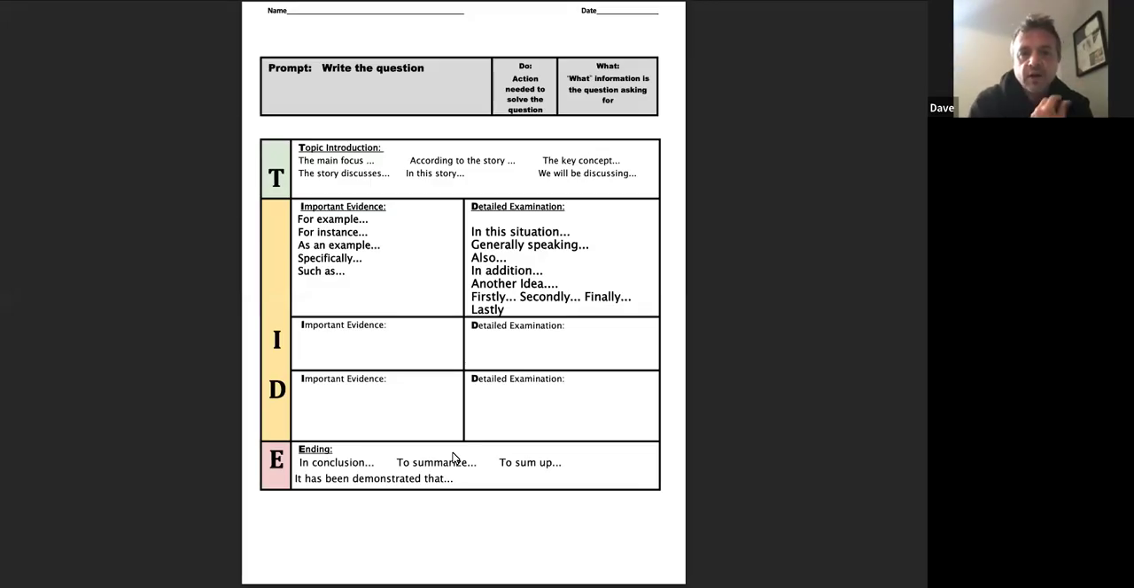All right. So then our topic introduction, the main focus. Story discusses, according to the story, in this story, the key concepts we will be discussing. These are just ways to start. As you start, use one of these. Pick your own. Important evidence: for example, for instance, as an example. Detailed explanation: in this situation, generally speaking, also. And then the ending: in conclusion, to summarize, to set up.